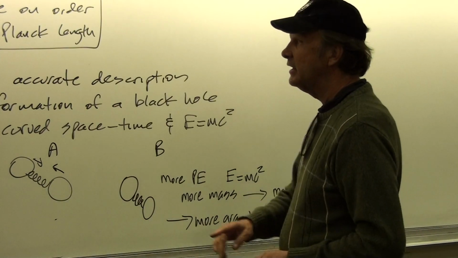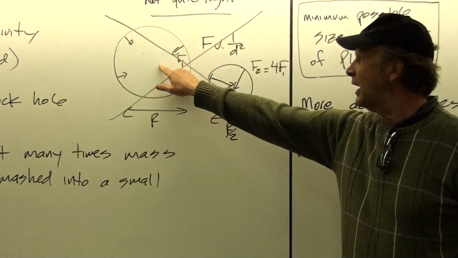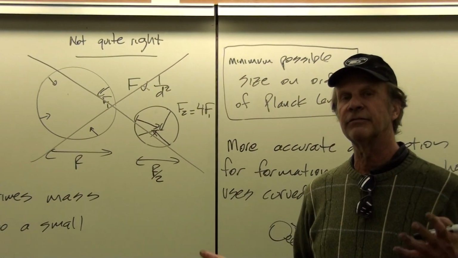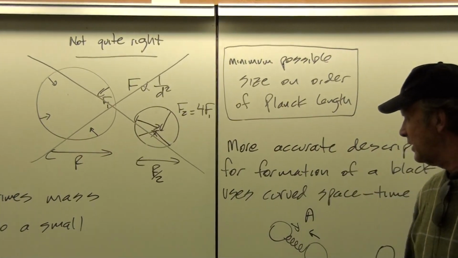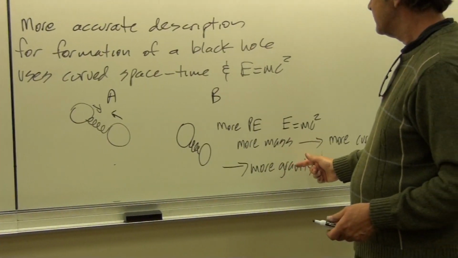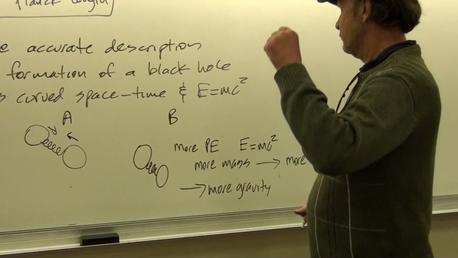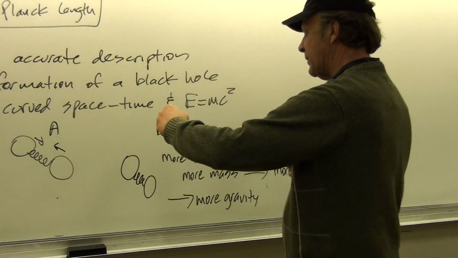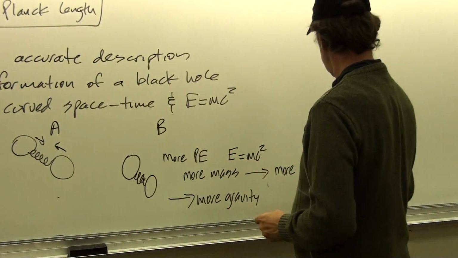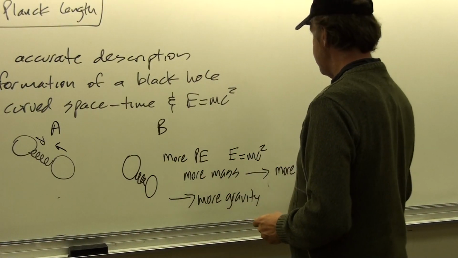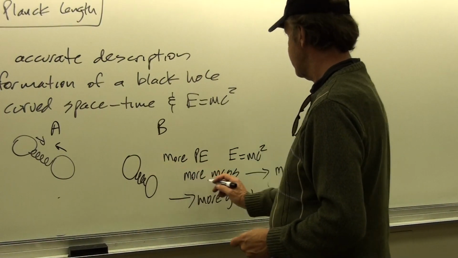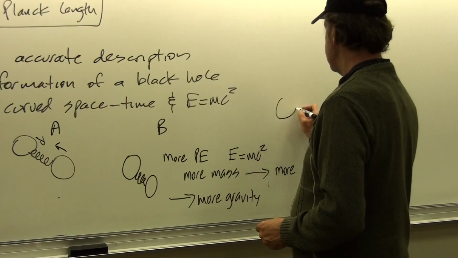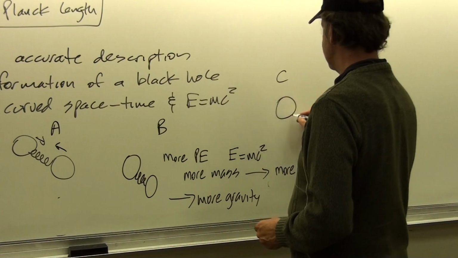So instead of thinking of it as being a bigger object going to a smaller one and having the force automatically go up by a factor of 4 by an inverse square law, we have to look at a series of these perturbations that are caused by general relativity, where the masses get closer and closer together. Associated with that higher state of potential energy, there's more mass, more curved space-time, more gravity. So then that brings us to point C.